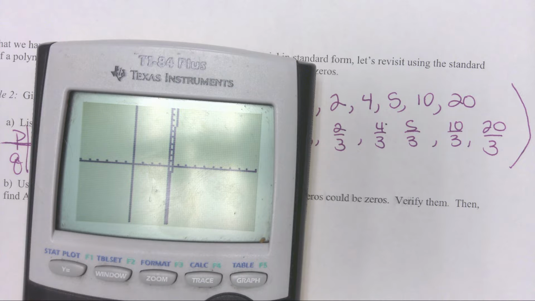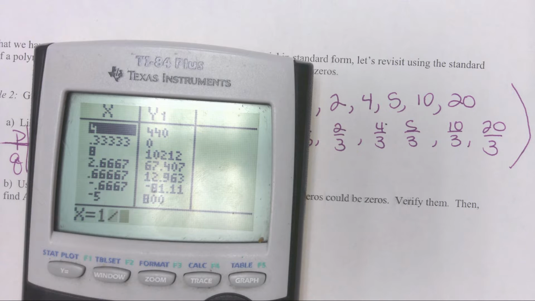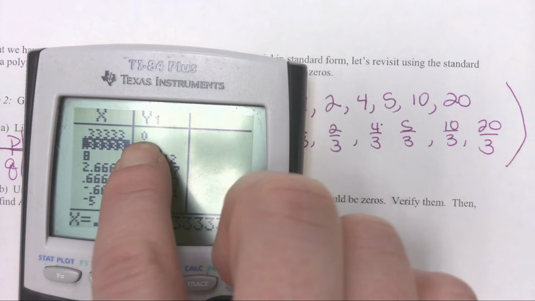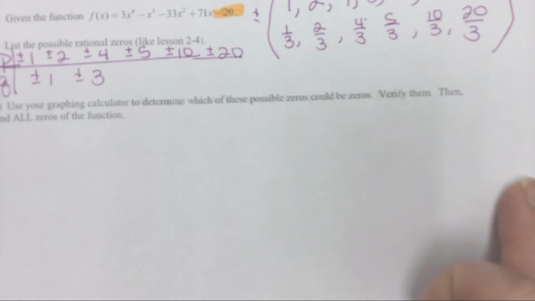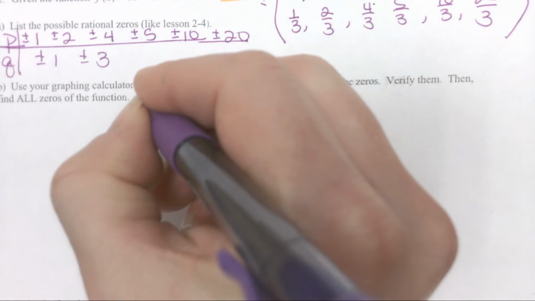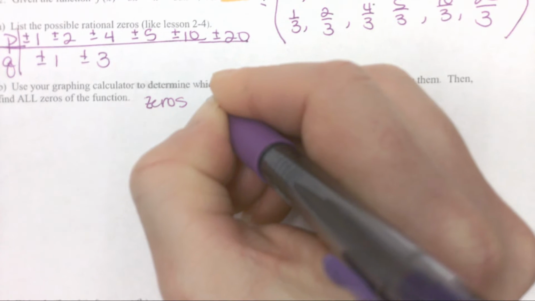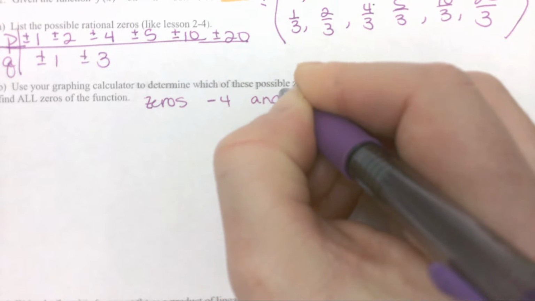So first, it's pretty clear negative 4 is a 0. Do you need me to test it, or do you trust me? Okay. The other one looks like it's between 0 and 1. So our options could be 1/3 or 2/3. And I would check those. I would go to the table, and I'm going to just confirm that 1/3 is indeed a 0. Okay. So then I'm going to write down, I used my graphing calculator, and the zeros that are real are negative 4 and 1/3.